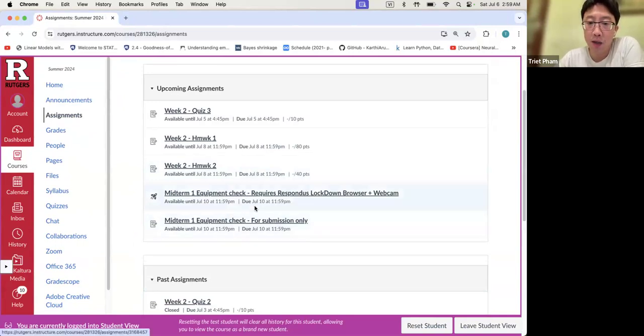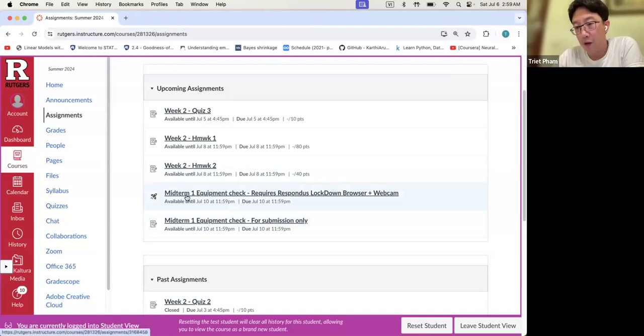So your actual exam will be very much like this. You'll have two assignments. One of them, well, it's not going to be equipment check anymore, right? Just midterm one is the actual exam, right? You'll do it there. This requires a lockdown browser, right? And responders, which will record your activity during the exam.